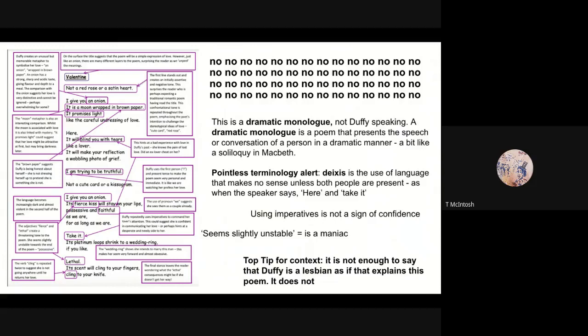What they tend to say is that Valentine is a critique of the material aspects of romance, the unrealistic, materialistic aspects. And instead, Carol Ann Duffy shows us the reality using this unconventional metaphor of the onion.